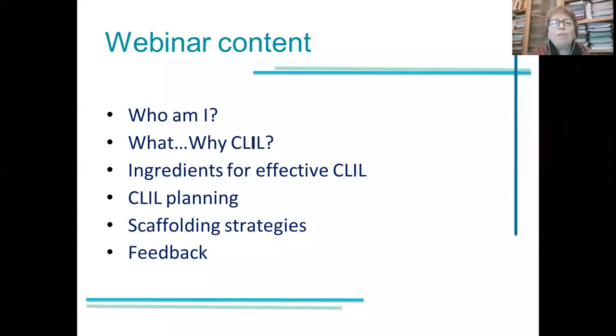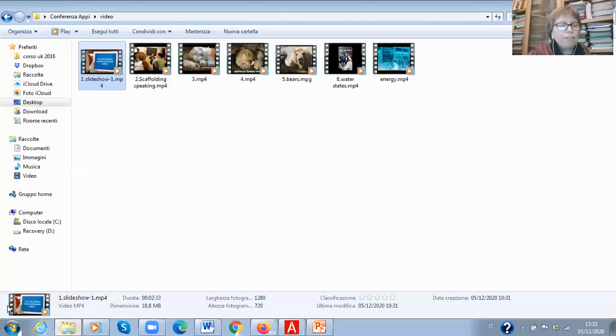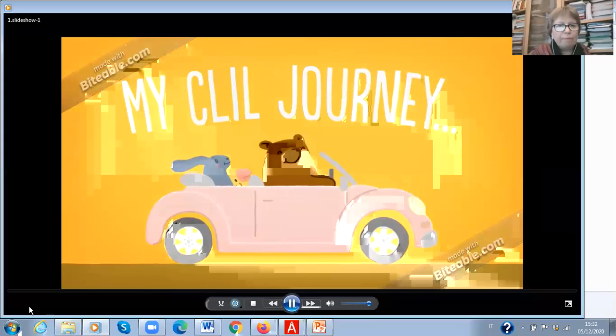And then we are going to see what is CLIL and why do CLIL at a primary school, what are the ingredients for an effective CLIL approach, how to plan CLIL, and which scaffolding strategies have to be used in order to facilitate content and language learning. And we will finish with a game to give feedback to me about the webinar. So let's start with a short video about myself.